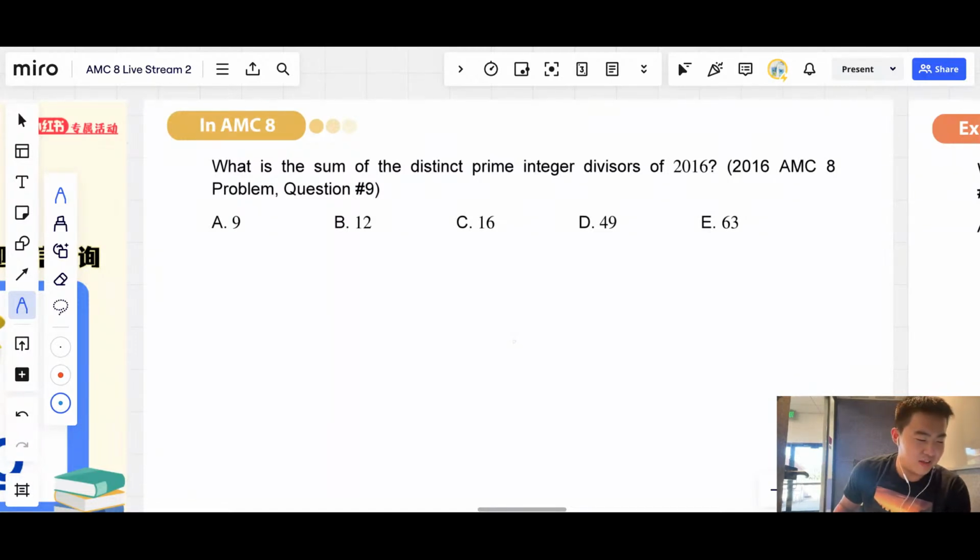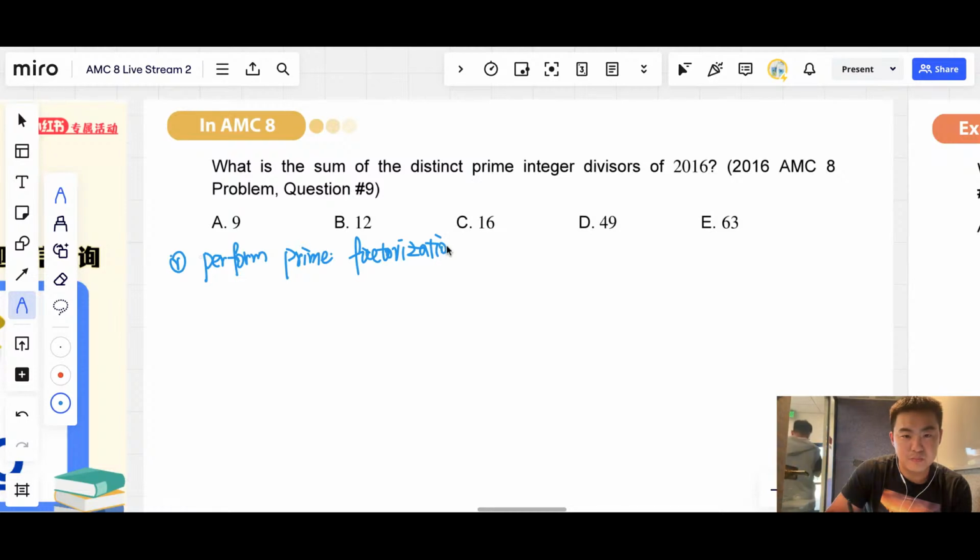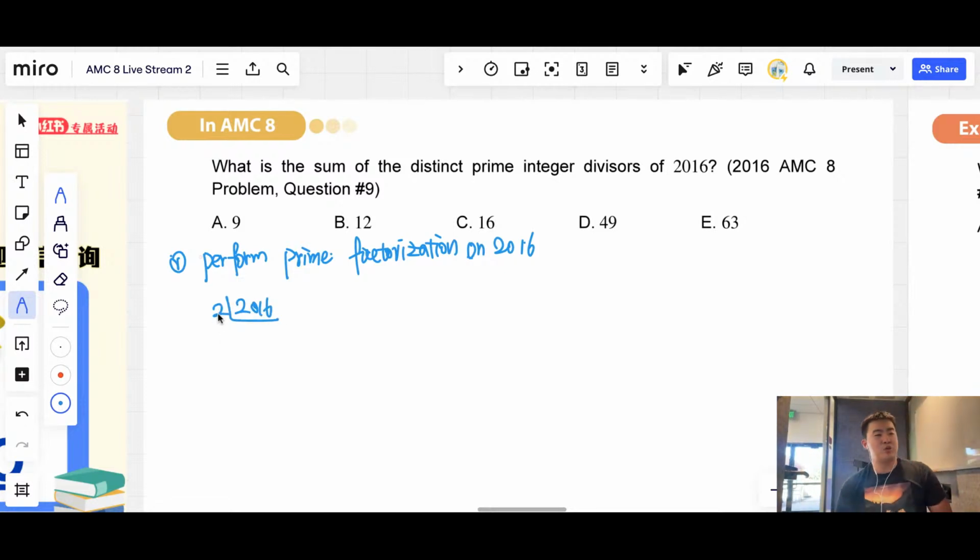You can see this is really similar to the last one. So let's apply the same technique we just used, starting from the first step. What is the first step? For this kind of question, it's always to perform prime factorization. Prime factorization, good. On which number? On 2016. Since this is an even number, always try to divide by 2 when given an even number.